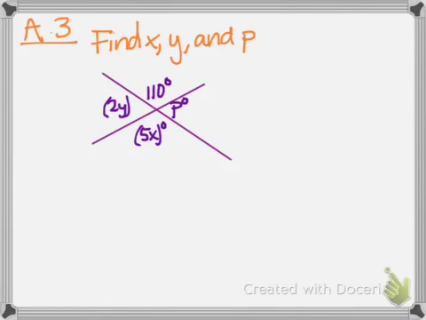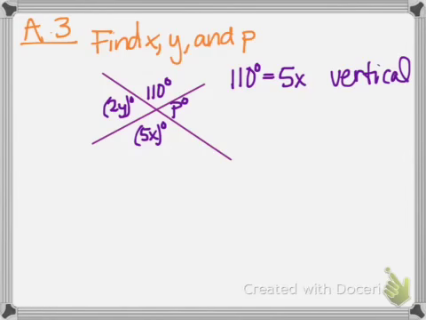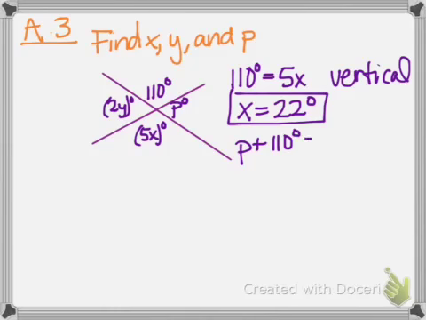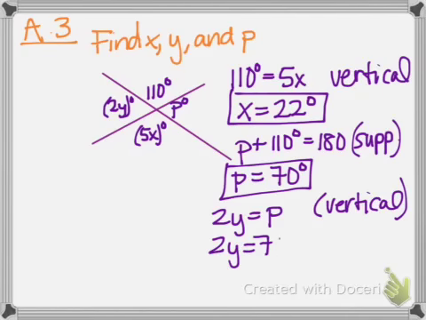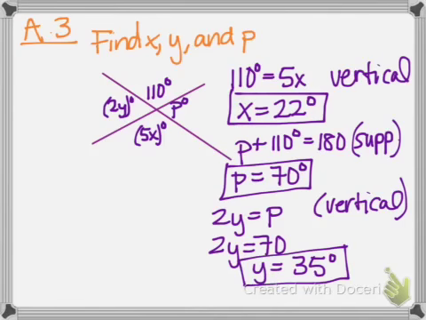Okay, find x, y, and p. In this case it's a little bit trickier. We can see that 110 degrees is equal to 5x because they are vertical. If we solve for x, we get x is equal to 22. We can also see that p plus 110 is 180 degrees, so p has to be 70 degrees. And if p is 70 degrees, it is equal to 2y because they are vertical angles. So 2y equals 70, y equals 35 degrees.